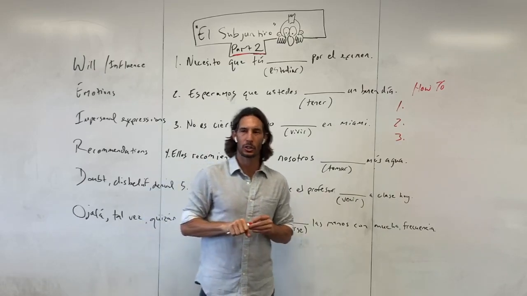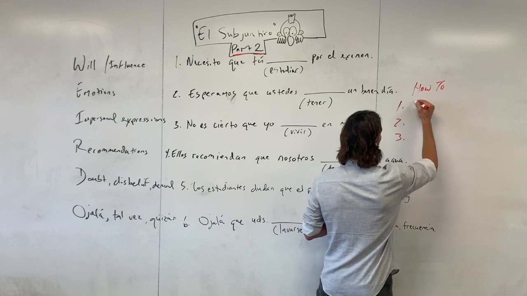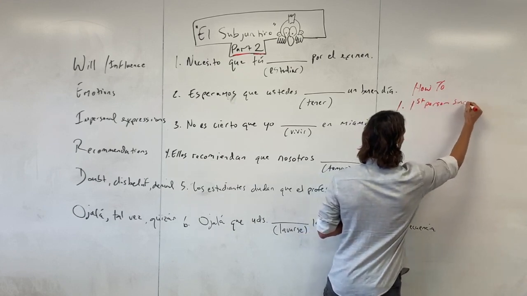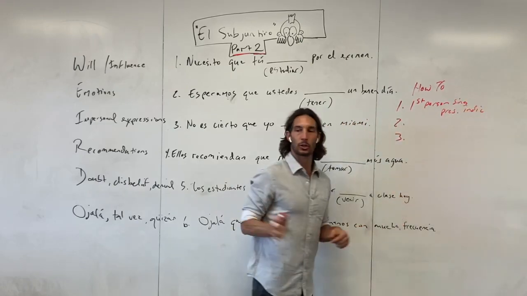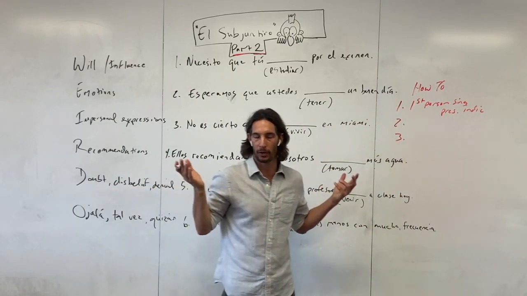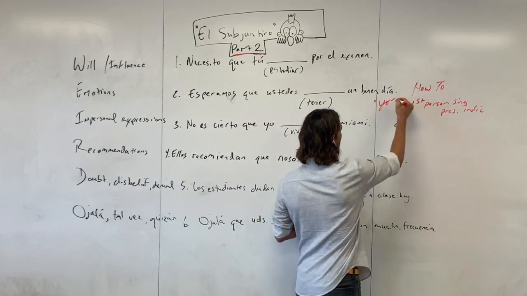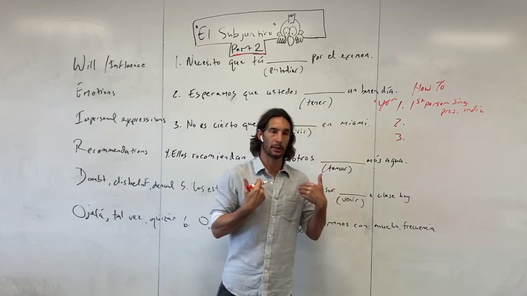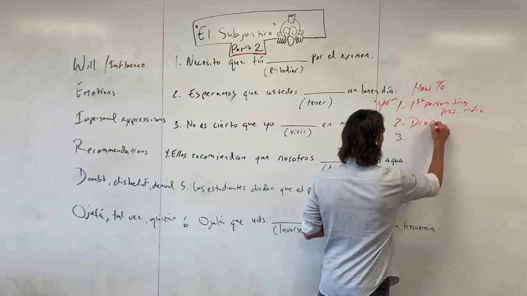Just as a reminder, step 1 was to conjugate the verb in the first person singular present indicative. I'm writing that shorthand because you're already familiar with it. We'll call that the yo form in the present indicative. With that, the conjugation will end with the letter O, and then we would just drop the O.